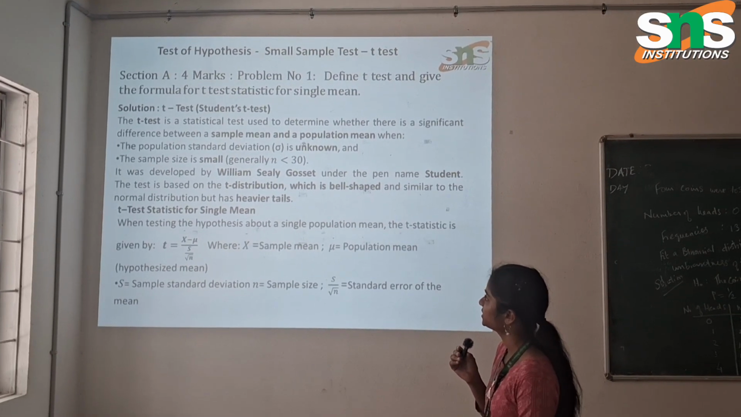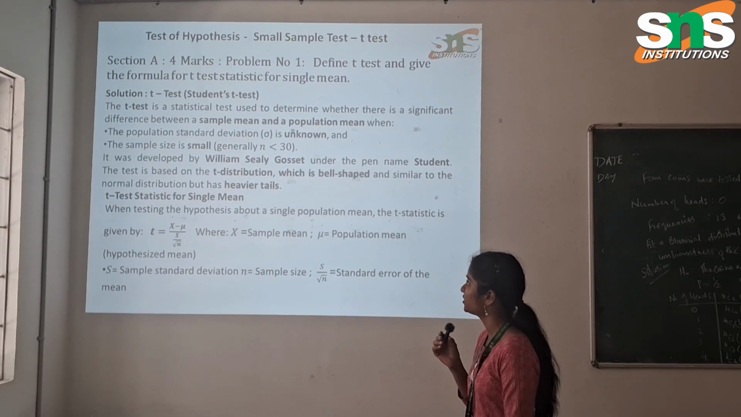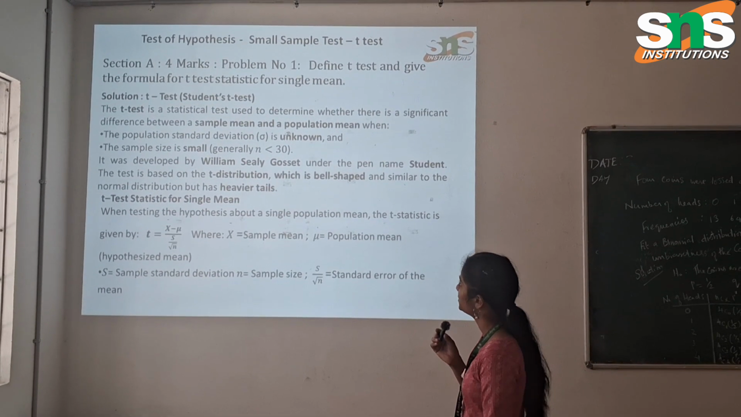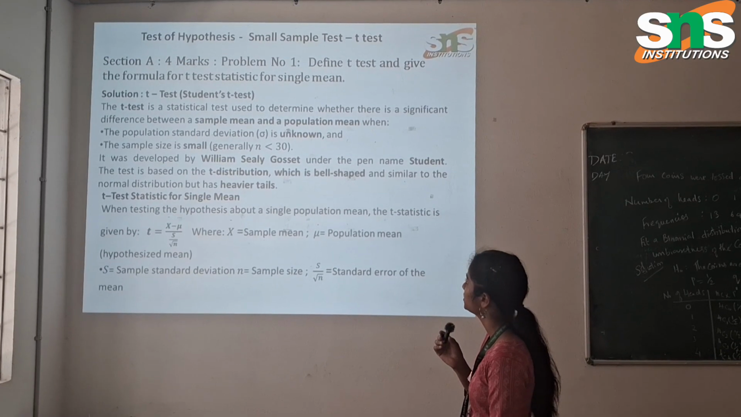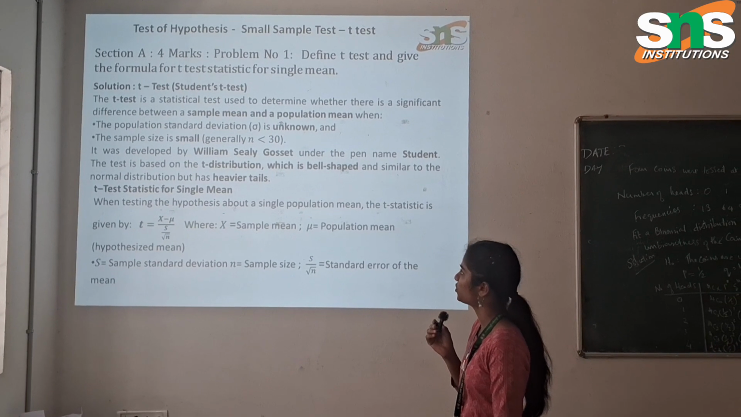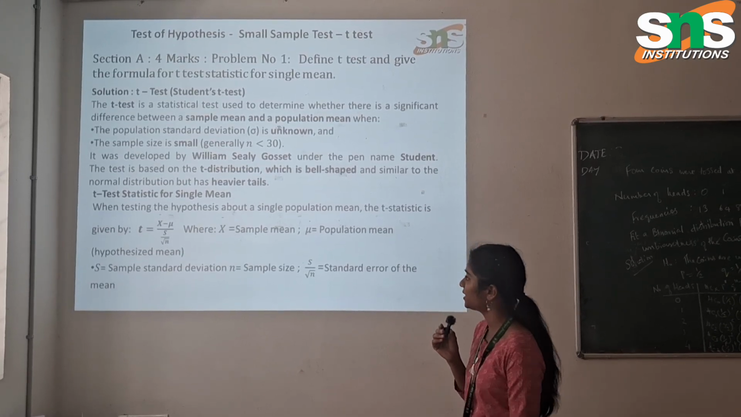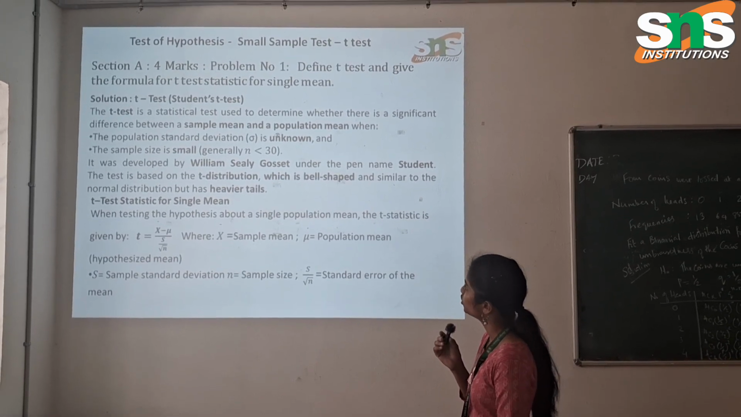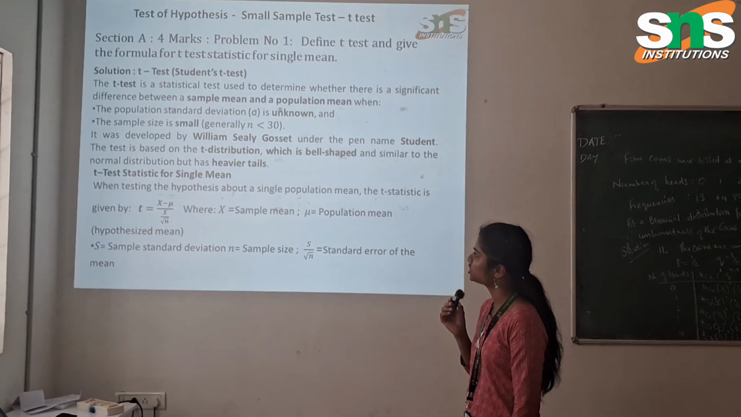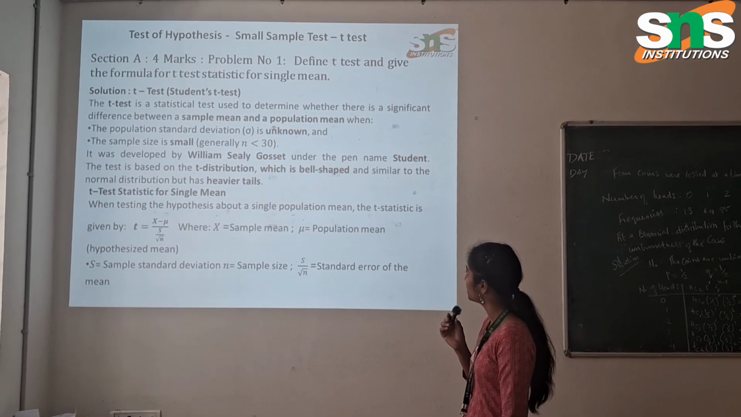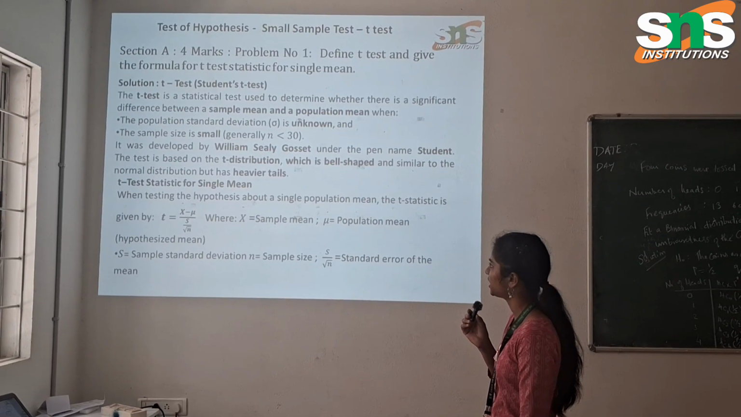The t-test is a statistical test used to determine whether there is a significant difference between a sample mean and a population mean when the population standard deviation is unknown and the sample size is small, generally n is less than 30. It was developed by William Sealy Gosset under the pen name Student. The test is based on the t distribution, which is bell-shaped and similar to the normal distribution but has heavier tails.